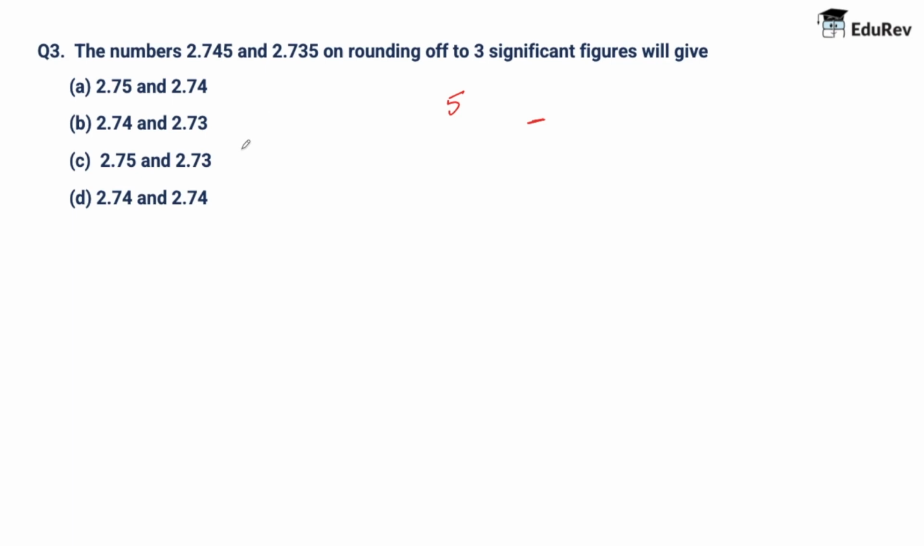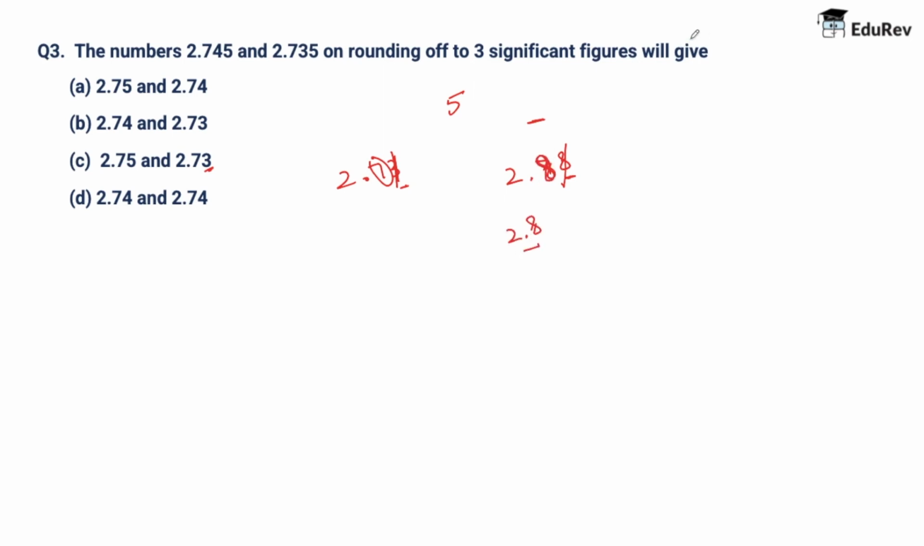Like for example, see this number, 2.73. Now if I'm dropping 3, which is less than 5, so 7 is going to remain unchanged. Whereas if this number would be 2.78, now 8 is greater than 5, I'm dropping it, so the preceding digit will be raised by 1. That is, it will be 2.8 now.